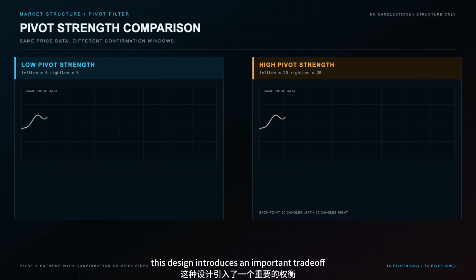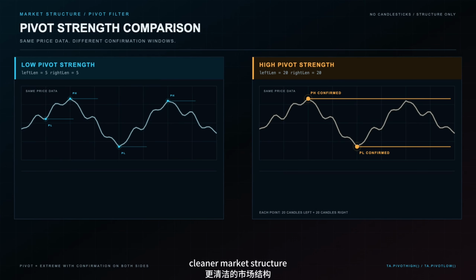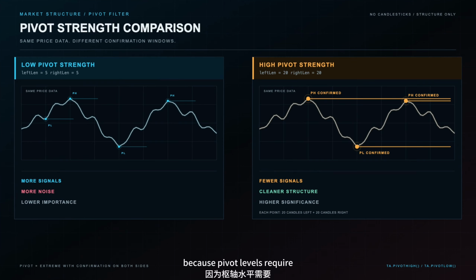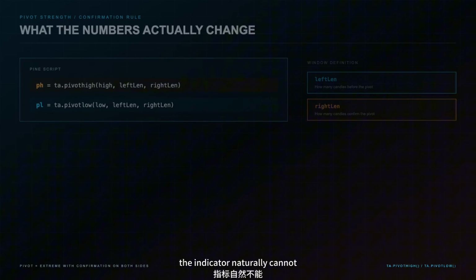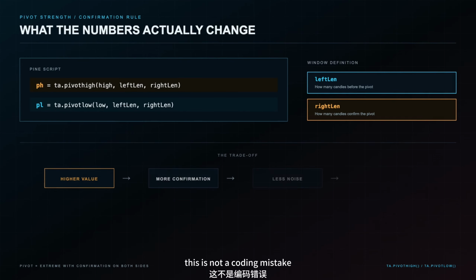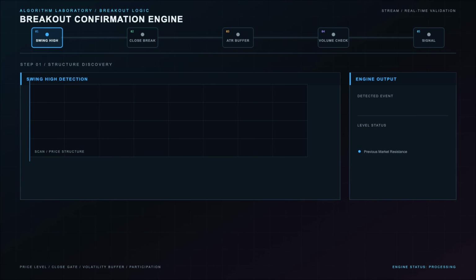This design introduces an important trade-off. Stronger confirmation creates cleaner market structure, but stronger confirmation also means slower reaction. Because pivot levels require future candles for validation, the indicator naturally cannot identify every turning point instantly. This is not a coding mistake. It is a design decision. The developer chooses structural reliability over maximum speed. Like many technical tools, the user needs to understand what type of information the indicator is designed to provide.